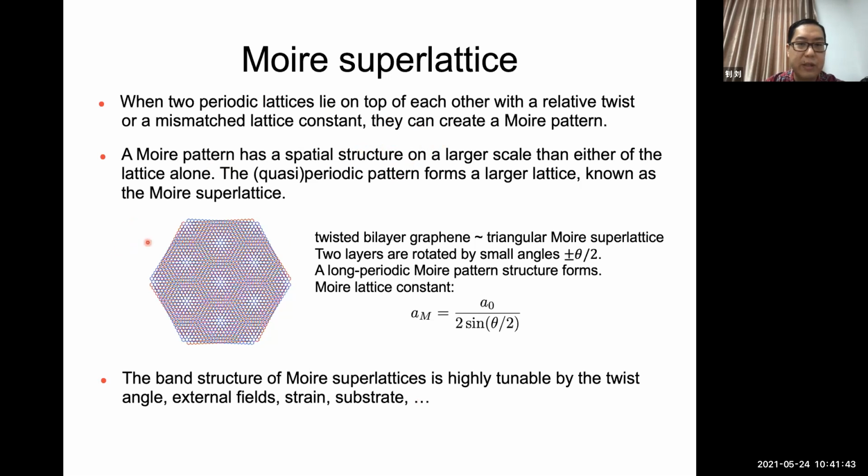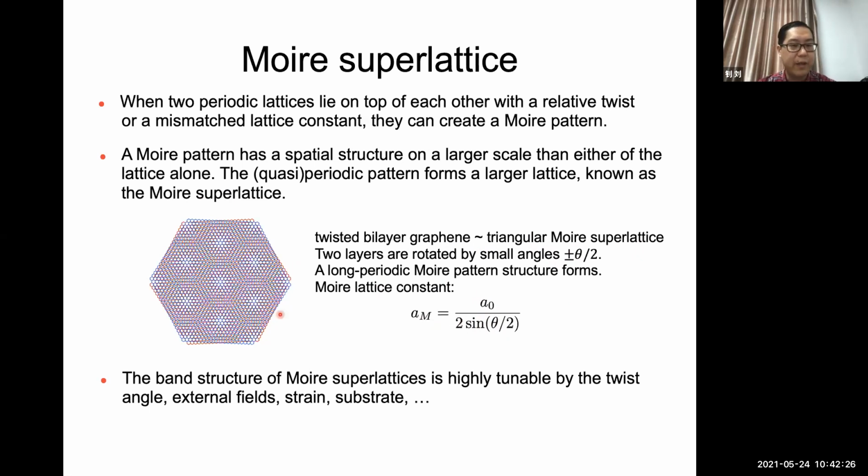Here, I give you an example of twisted bilayer graphene. So at the beginning, we have two layers of graphene on top of each other. Then we twist the bottom and top layers by a small angle, plus and minus θ/2. Then you can see the formation of the moiré pattern. And this moiré pattern is equivalent to a triangular moiré superlattice. And the lattice constant of this moiré pattern is equal to the graphene lattice constant a0 divided by 2 sin(θ/2). So when θ is small, this moiré pattern has a very long period.